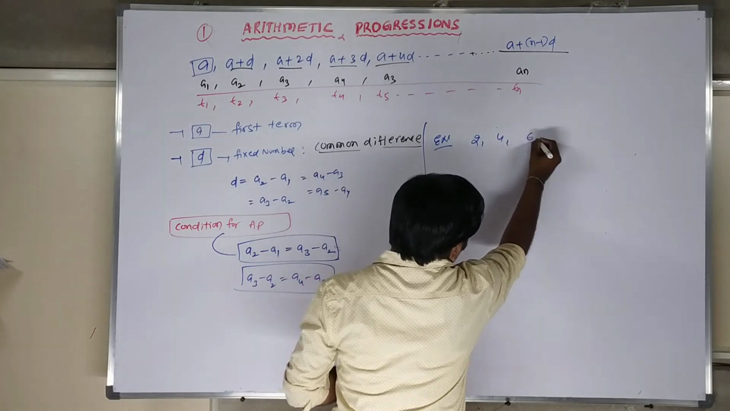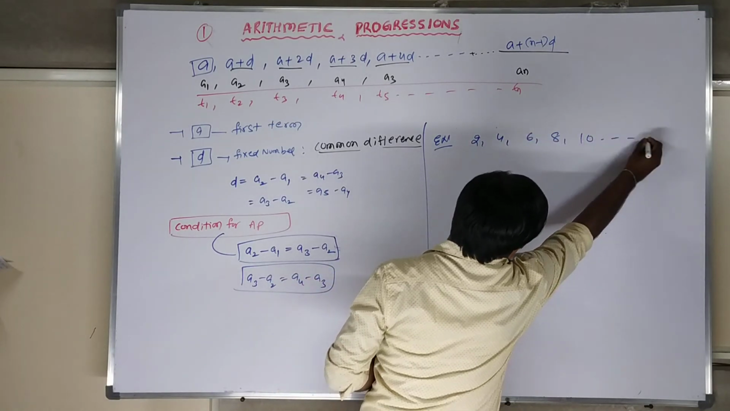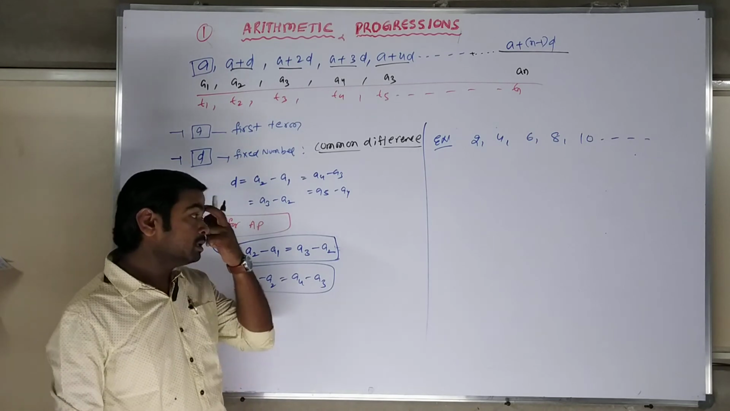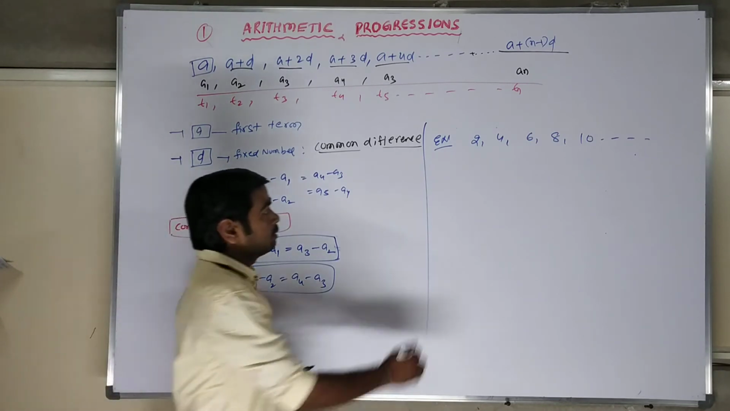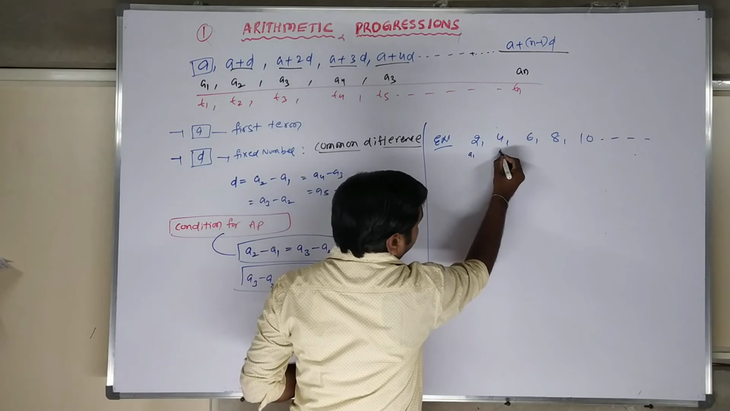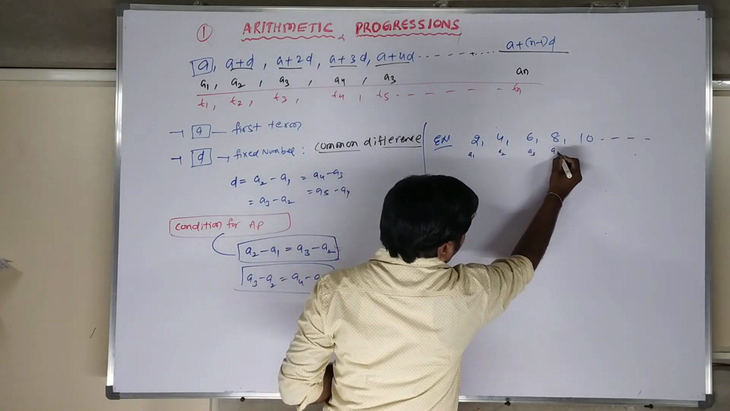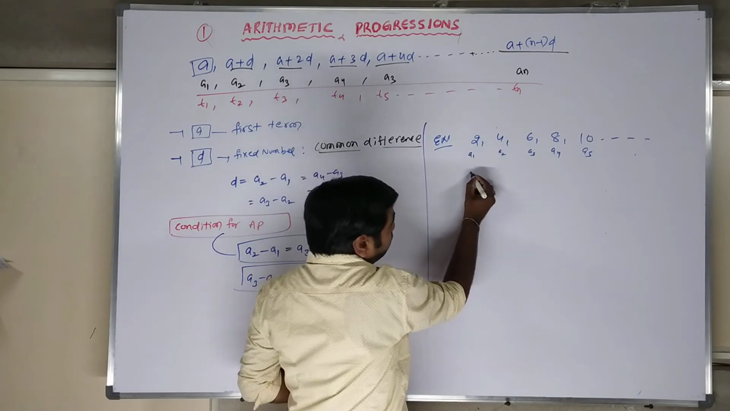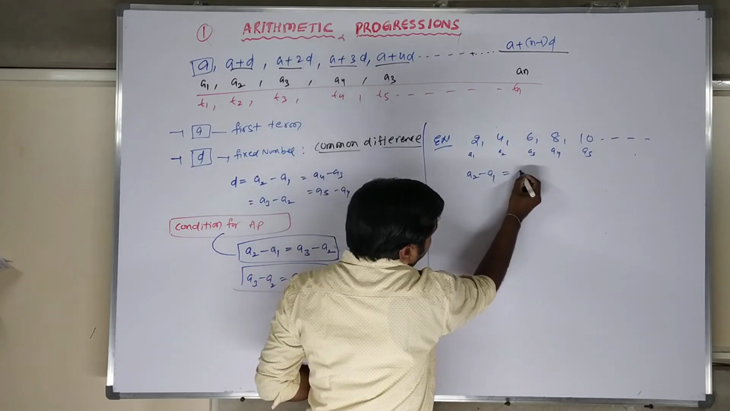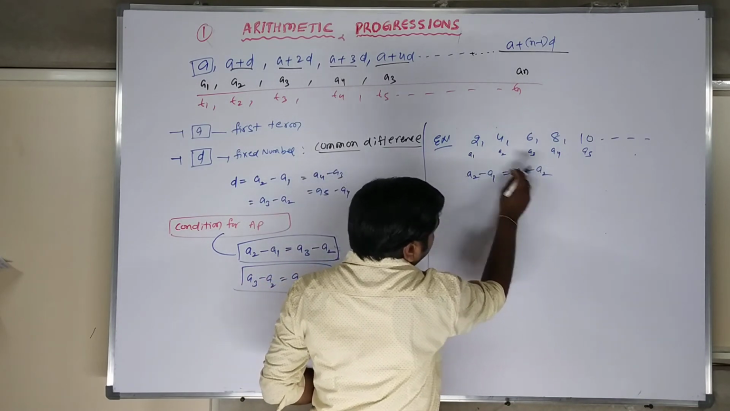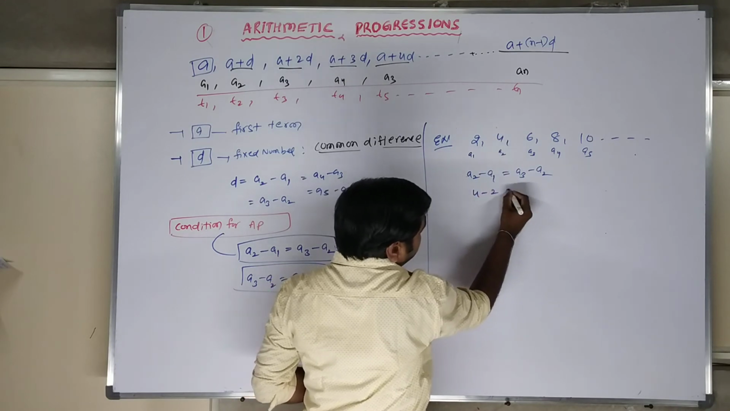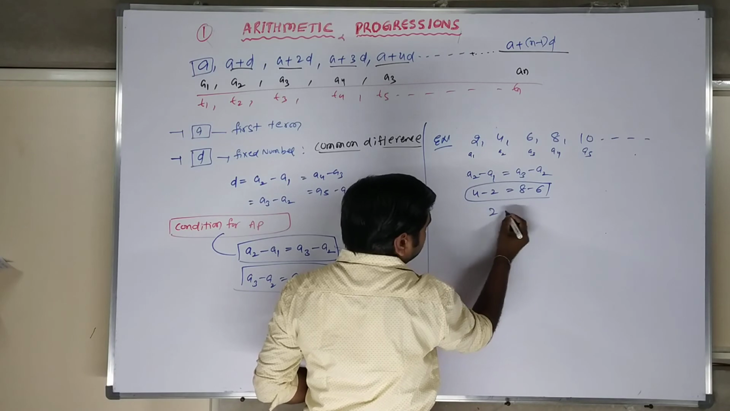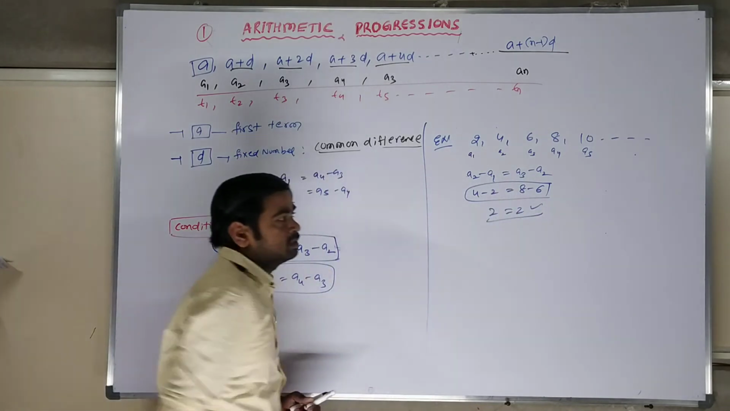2, 4, 6, 8, 10. The question is whether this is in AP or not. What you have to do is check this condition. We can write A1, A2, A3, A4, A5. Check the common difference, nothing but A2 minus A1 is equal to A3 minus A2. So 4 minus 2 is equal to 6 minus 4, so 2 is equal to 2, which is in the AP.